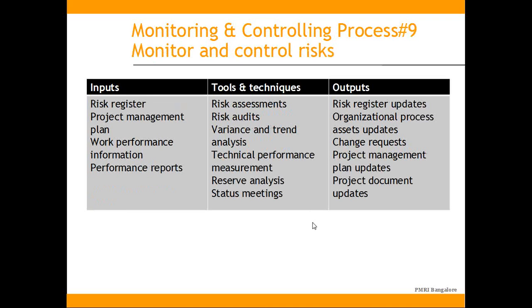Okay, then monitor and control risk, which is the process number 9. Here the inputs are risk register, project management plan, work performance information, and performance reports. And the tools and techniques are risk assessments, risk audits, variance and trend analysis, technical performance measurement, reserve analysis, nothing but buffers, and status meetings, the risk status meetings. Outputs are risk register updates, organizational process assets updates, change requests, project management plan updates, and project document updates.